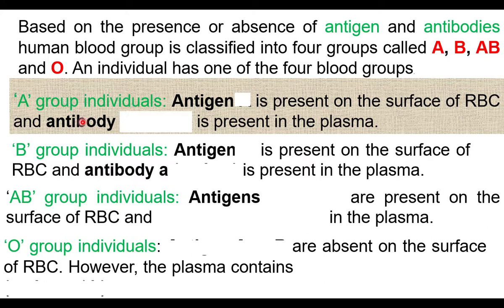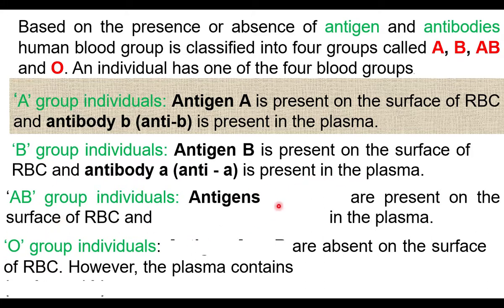Shall we do one exercise? Let us fill the gap. A blood group individuals have antigen dash present on the surface of RBC. Antigen A is present on the surface of RBC. And antibody dash is present in the plasma. Anti-B. B blood group individuals have dash antigen. B antigen is present on the surface of RBC. And which antibody? Anti-A antibody is present in the plasma.